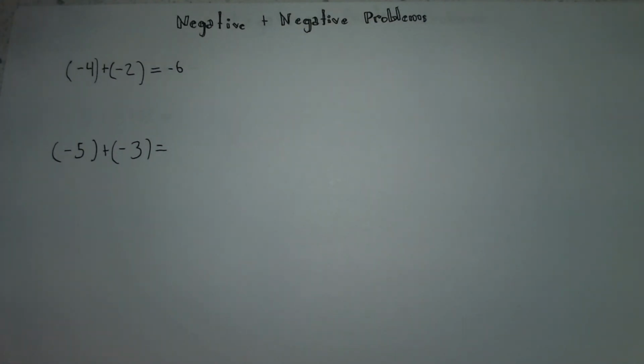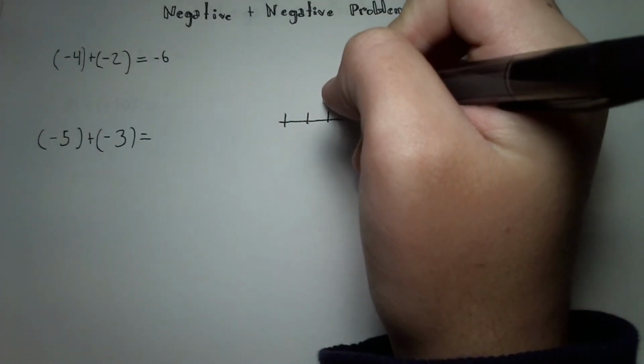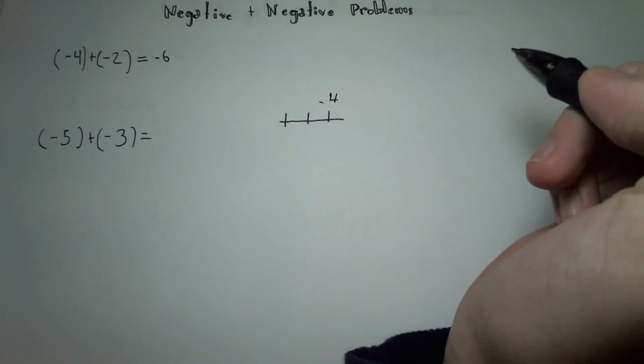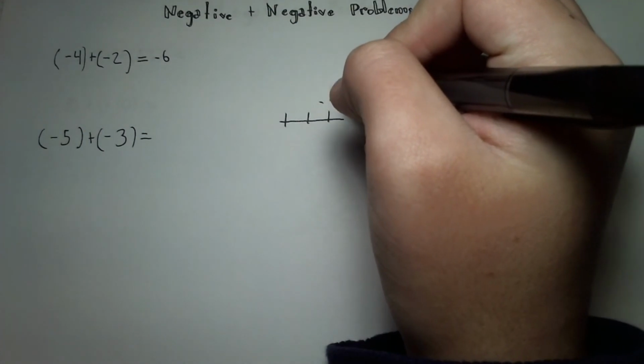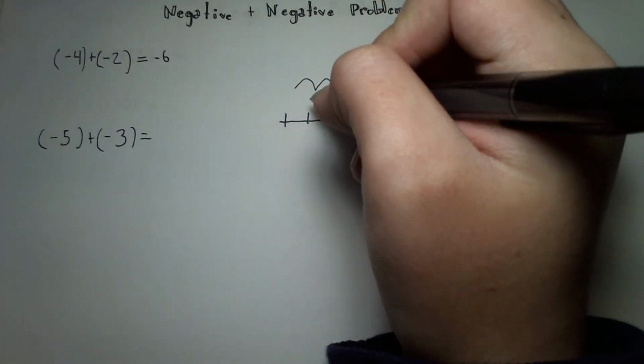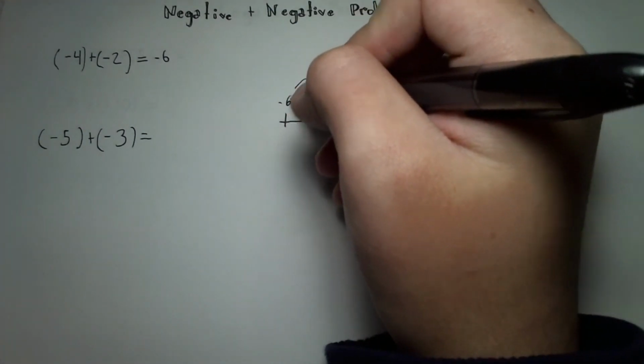Do you want to draw a number line and just show it? Let's say this is -4. Going back in -2 would just be going back 2 places. 1, 2. And then -6.